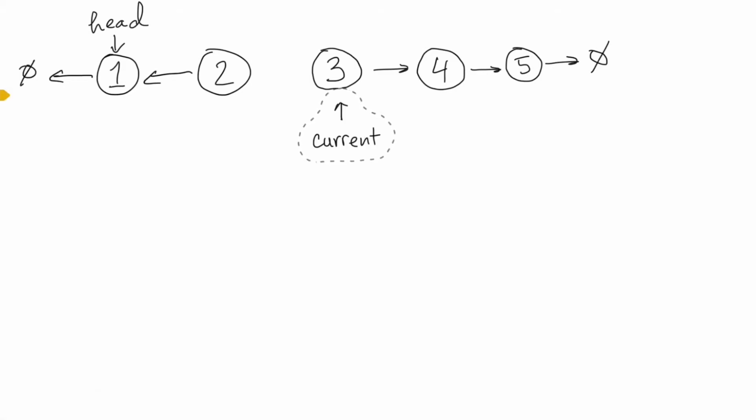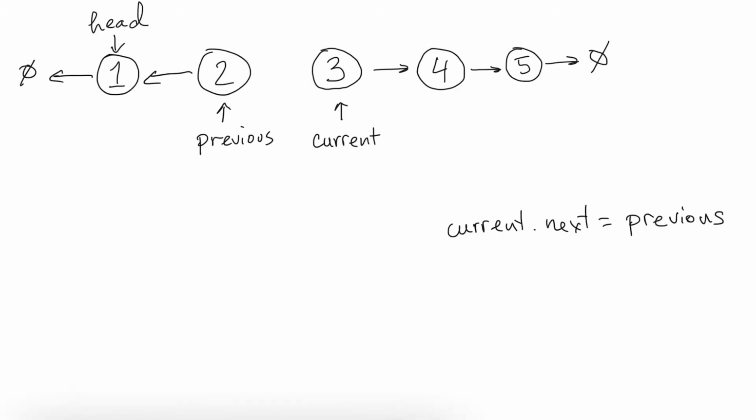To do these steps programmatically, what exactly would we need? Well, first of all, we need to have knowledge of where the previous node is. In this case, when current is at 3, the previous node would be at 2. Then we would be able to set current.next equal to previous. This step in the code will erase this link and set the link to be from 3 to 2.